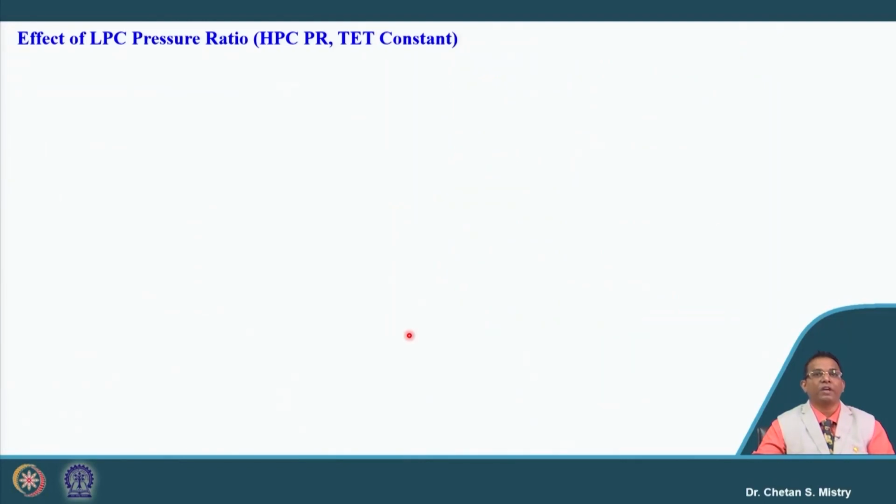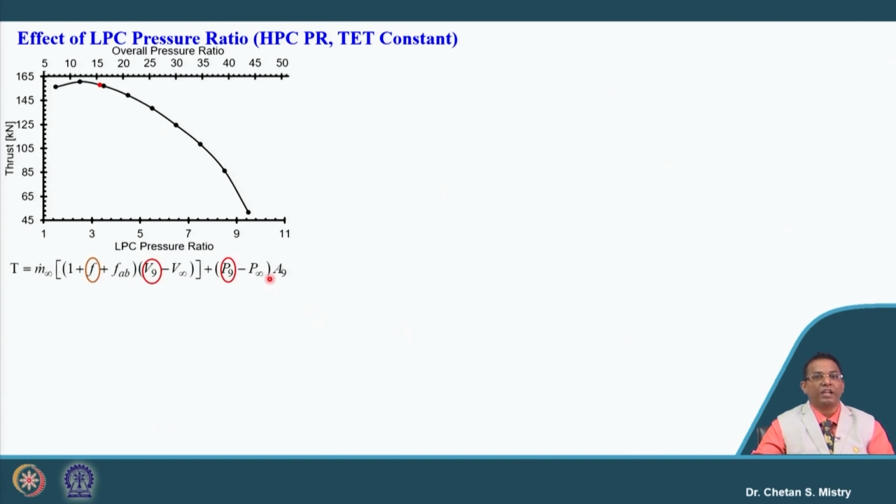The very first parameter we are selecting is the effect of LP compressor pressure ratio. For this, we keep the HP compressor pressure ratio and turbine entry temperature, TIT or TET, constant. So, let us take the LP compressor pressure ratio versus thrust. By keeping my HP compressor pressure ratio constant and changing my LP compressor pressure ratio, the overall pressure ratio is going to change. And here, if we look, this is our design condition.